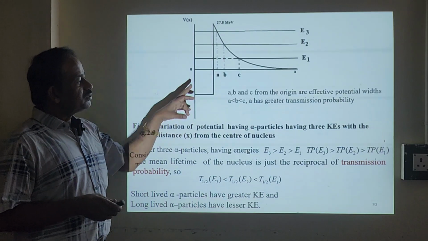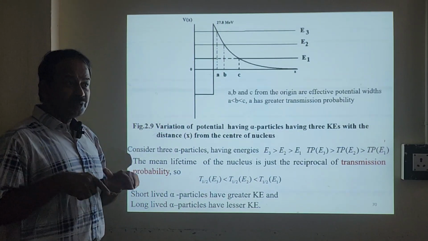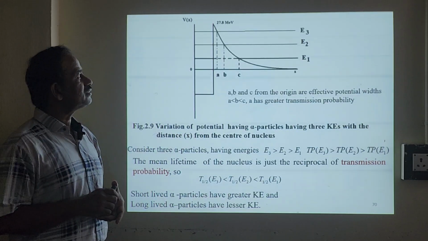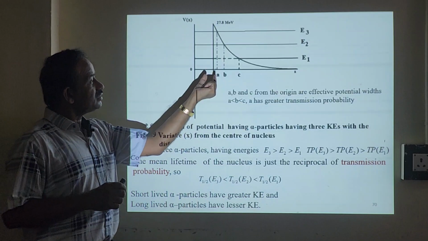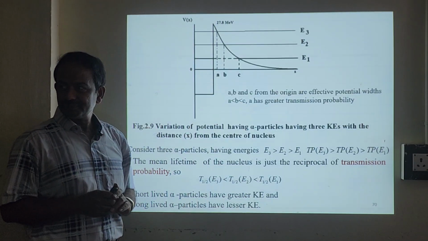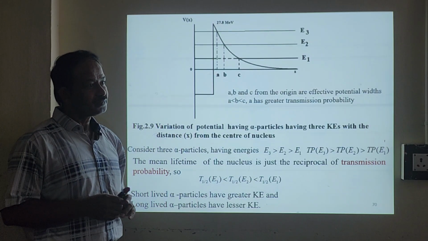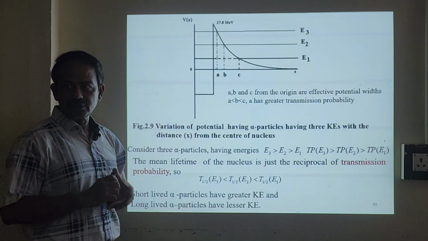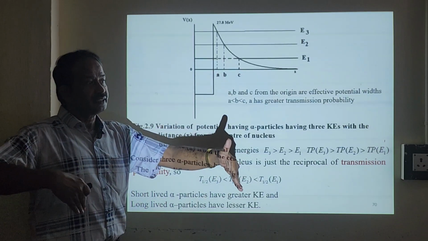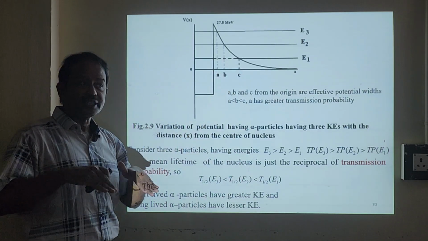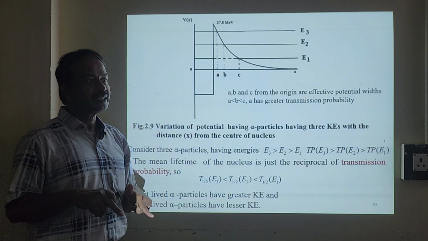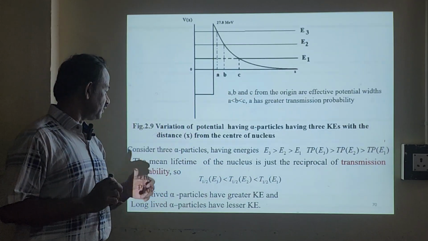Now consider all three cases. In which case will the particle penetrate faster? Because the effective width is very small, E3 will go faster. The transition probability will be very strong. It will go immediately outside. But for E1 the effective width is greater, so it will take a lot of time to go through. The kinetic energy is very less, and the transition probability also will be very less.